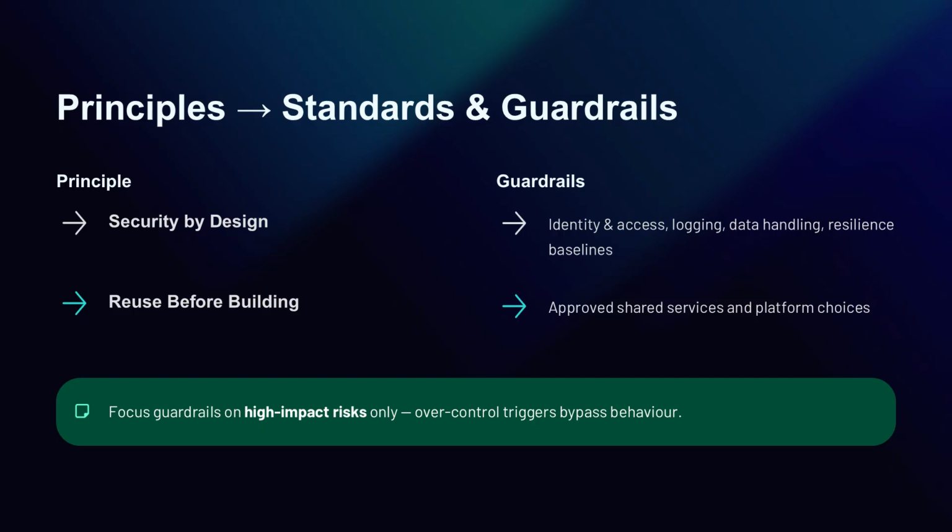The key leadership move is keeping guardrails focused on high-impact risks and enterprise-wide consistency. When guardrails try to control everything, teams resist and bypass. When guardrails focus on the few things that prevent chaos, teams adopt because it reduces uncertainty and rework. This is how you control risk and cost while still enabling teams to deliver quickly.